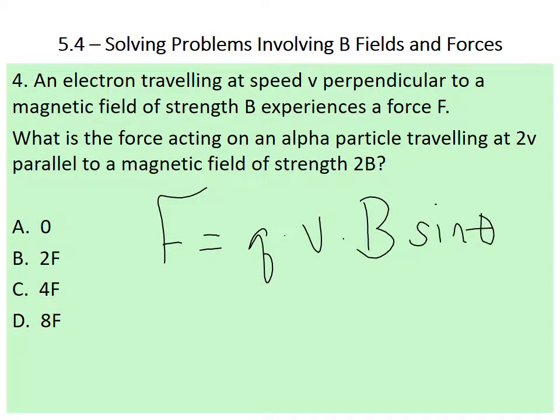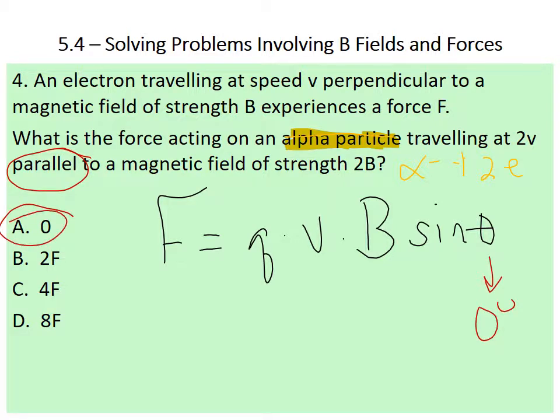Just so you know, the alpha particle is a helium nucleus. Hydrogen has 1 proton, plus 1 charge, or the nucleus of hydrogen plus 1. The nucleus of helium has plus 2 charge. So the alpha particle, you will need to know this, has plus 2 e charge. However, some very important information, the angle. The velocity and the B field for the alpha particle are in the same direction. They're parallel. Sine of 0 is 0. So there is no force acting on the alpha particle.